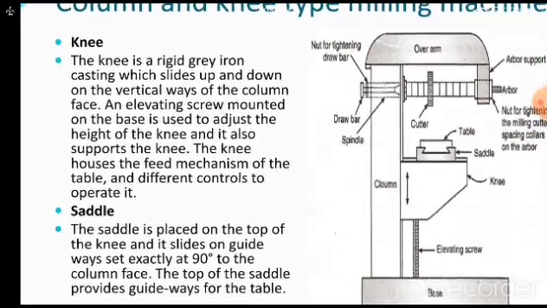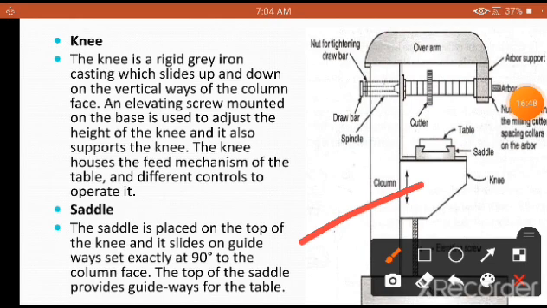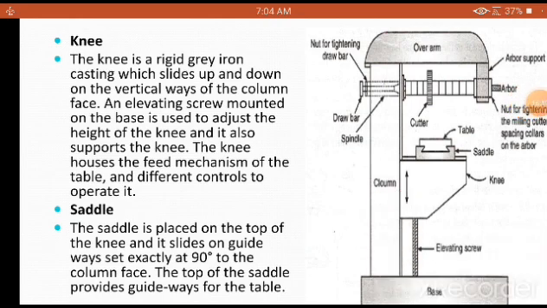So what type of mechanism is there? The mechanism used for the feeding of the table. That mechanism is provided within the knee itself, along with the different controls to operate it. Whatever controls are required are provided in the knee itself.